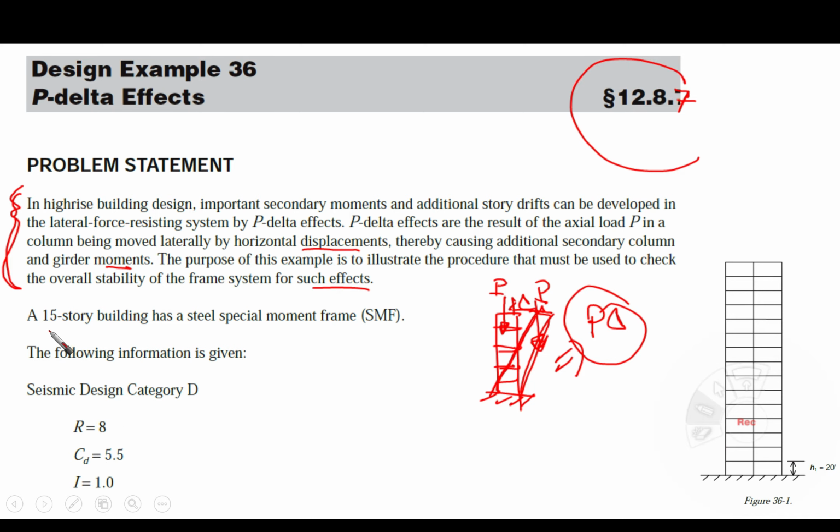We have a 15-story building, which has a steel special moment frame, so it's 15 stories, as you can see here. The seismic design category is D. The response modification factor is 8. Cd, the displacement modification factor, is 5.5, and the importance factor is 1. And the height of the story is 20 feet, as you can see.